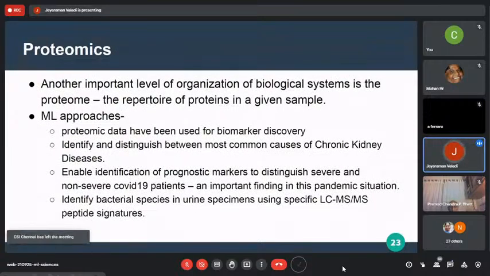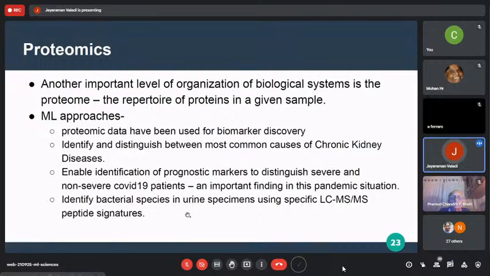So the next field is proteomics. Another important level of organization of biological systems is the proteome. In proteomics, we can, using experimental methodologies like LC-MS, liquid chromatography mass spec methods, quantify different proteins and peptides and profiles. This profiling of the protein quantification can be used as input in machine learning methodologies to identify functionalities. For example, the protein quantification profiling has been used to identify and distinguish between different causes of chronic kidney diseases. It has also enabled identification of prognostic markers and to distinguish severity and non-severity of COVID-19 patients.